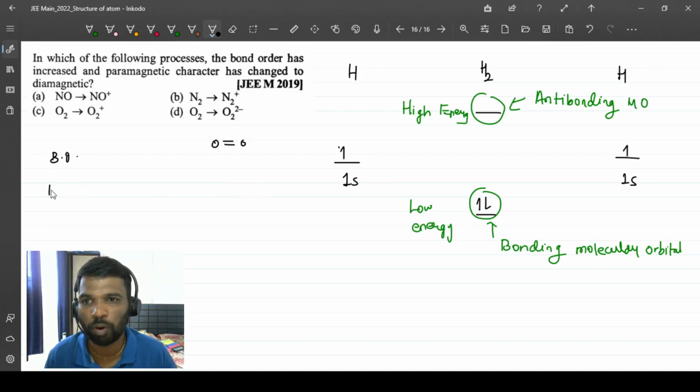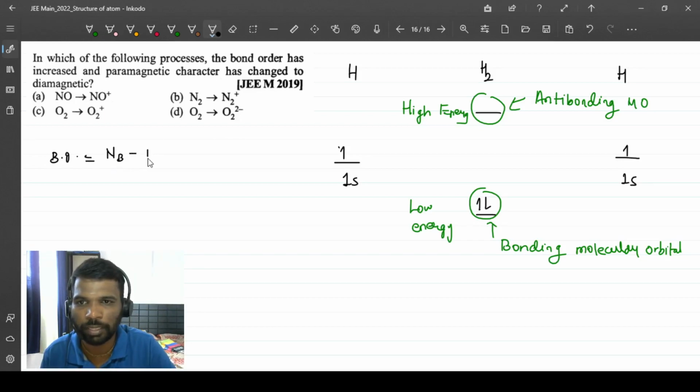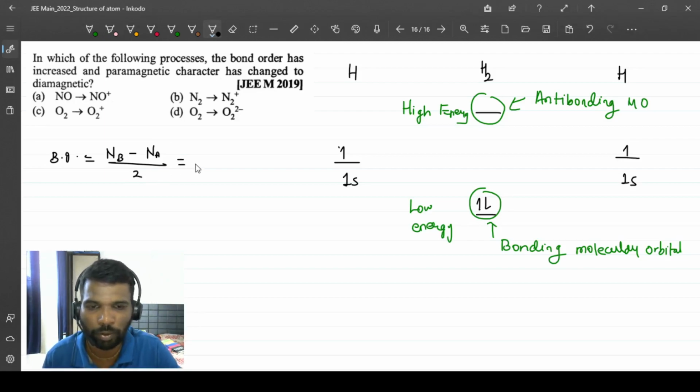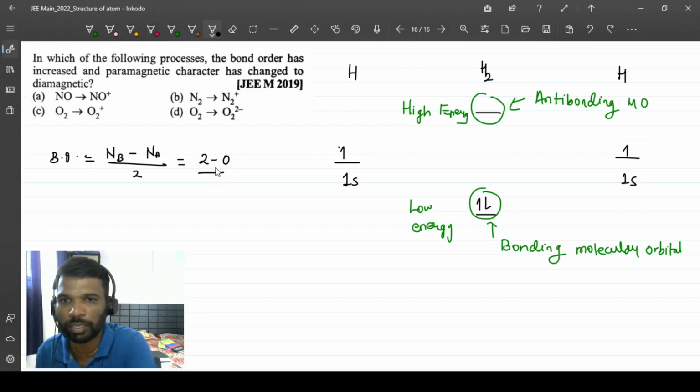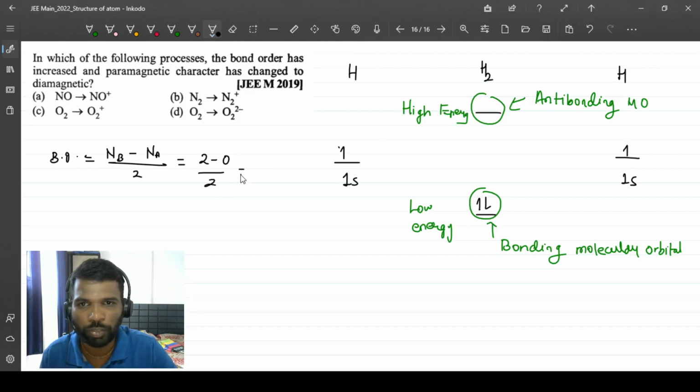The bond order is given as the number of electrons in the bonding orbitals minus the number of electrons in the anti-bonding orbitals, divided by 2. So the number of electrons in the bonding orbital over here is 2, minus the anti-bonding, which is 0 because there are no electrons in the anti-bonding molecular orbital. Divided by 2, this is equal to 1.